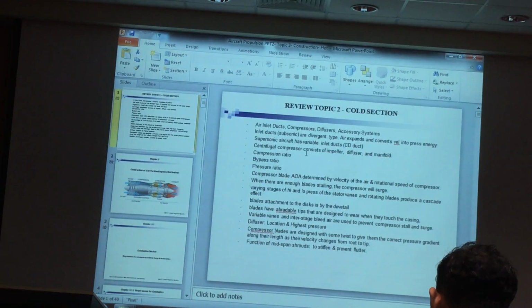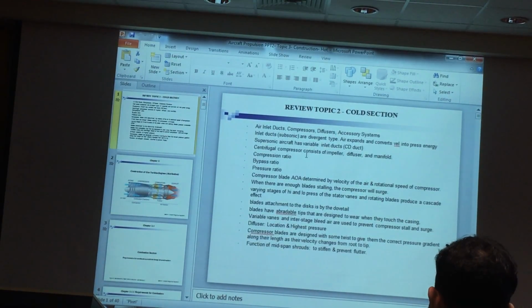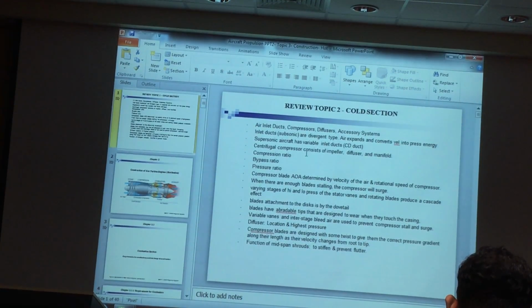Diffuser: what is the location and function of the diffuser? A divergent stage to give you higher pressure, lower velocity. Okay, this is the purpose of the diffuser. Sometimes it stabilizes the airflow.